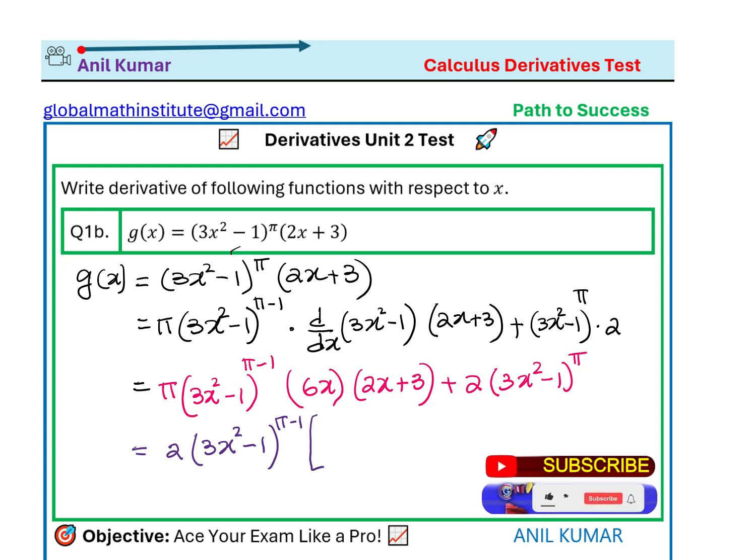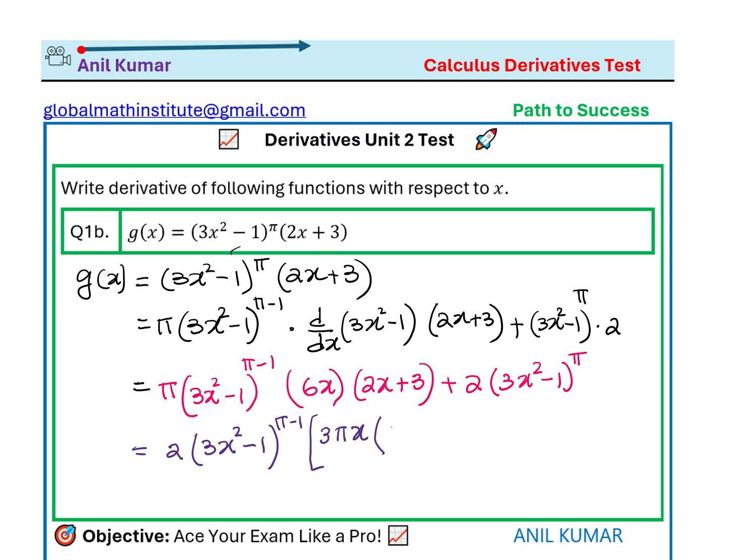We'll factor this out. So since we factored this out on the first term, we have 6 divided by 2 is 3. So we have 3 pi x, right? So we have 3 pi x times 2x plus 3, right? And on this side, we have plus 1. Since we factored out, 1 times pi minus 1 was factored out. So we have 3x squared minus 1. 2 is also factored out. You get the whole idea, right? So that is what we get as our answer in the factored form.